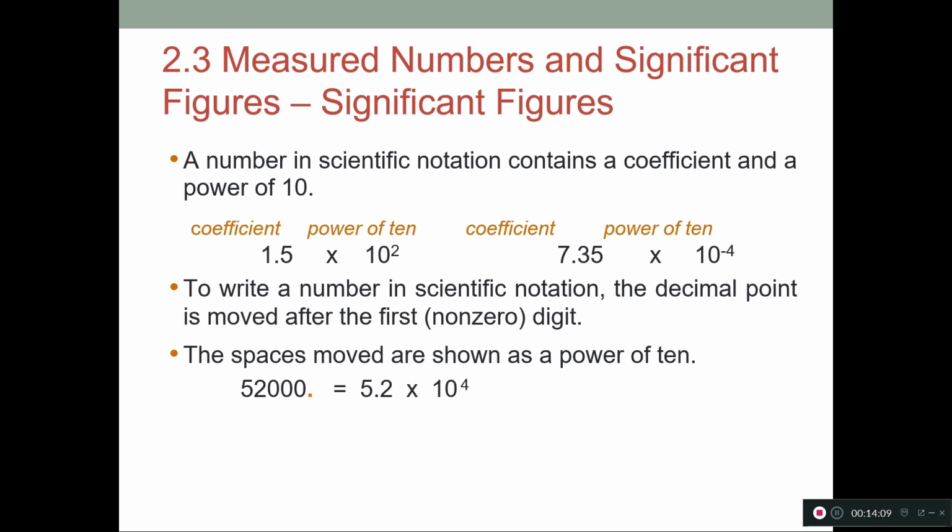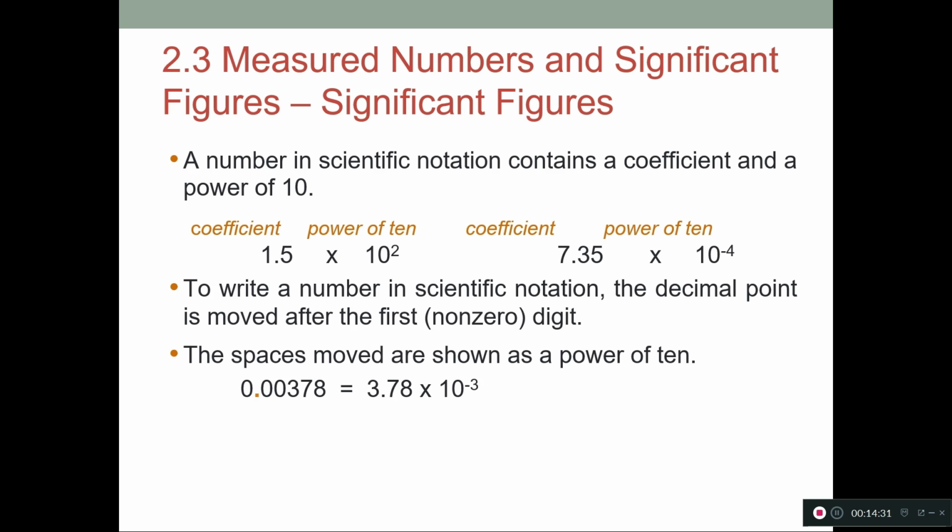So recall that when we are doing scientific notation, if we have something like this 52,000 right here, and we want to turn that into scientific notation, we have to move that decimal point. So 1, 2, 3, 4 places, and so that means we shifted the decimal 4 places to the left, and so that means we put a 4 in that exponent there.